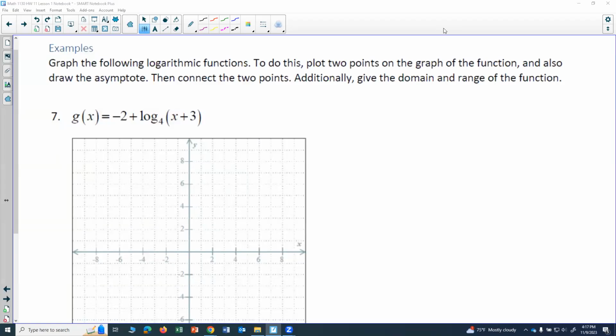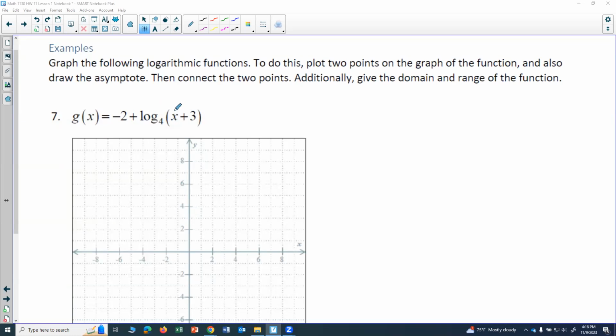This is the second example of graphing a logarithmic function. We are given g of x equals -2 plus log base 4 of x plus 3. We want to plot at least 2 points and also draw the asymptote. And remember, logarithms have a vertical asymptote and exponential functions have a horizontal asymptote.